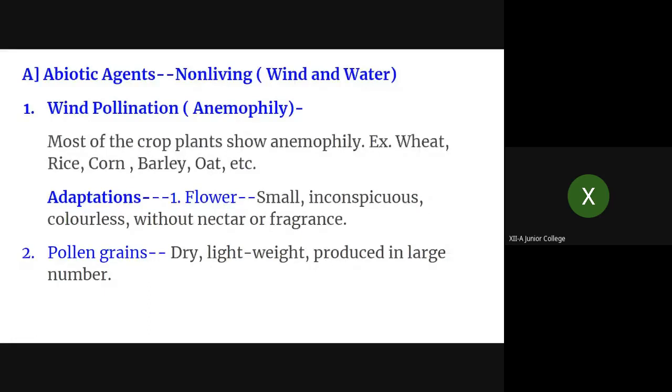Now, what type of pollen grains do these flowers have? They are dry, lightweight, and they are produced in large numbers. As per the direction of the wind, these pollen grains are carried from one place to another place.